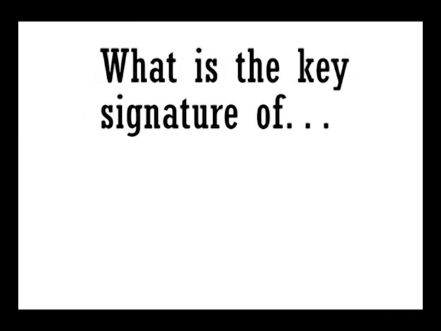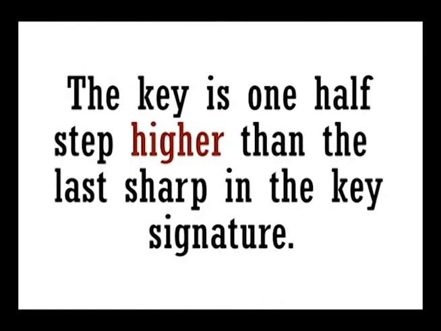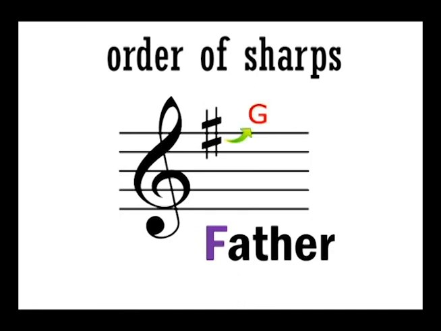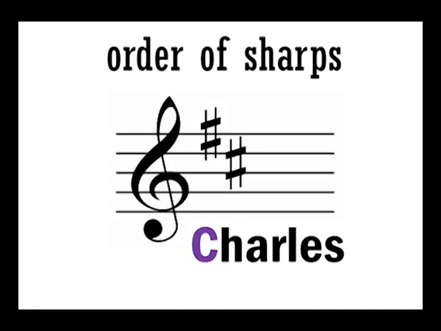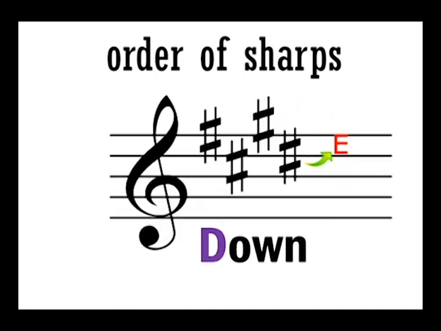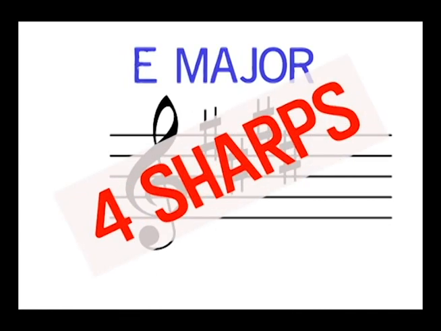So if we were wanting to find out what the key signature is of, say, E major, we would have to remember that the key is 1 half step higher than the last sharp. So we would simply go through the order of sharps until we came across the letter that is a half step lower than the key that we're trying to find. Father, which is the key of G. Charles, which is the key of D. Goes, which is the key of A. Down, which is the key of E. So by following this process, we can see that the key of E major has 4 sharps.